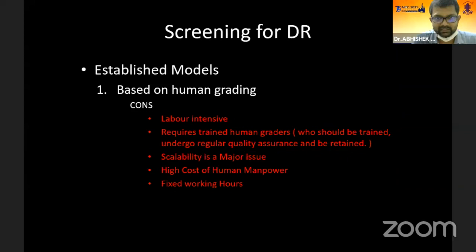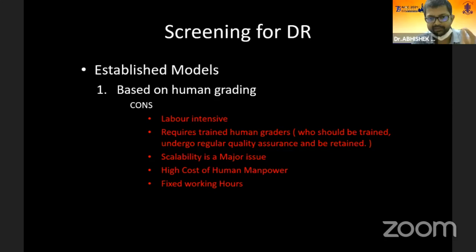Now the current models are based mainly on human grading as we have in India. What are the cons related? This is a labor intensive process. It requires trained human graders who should also undergo regular quality assurance and be retained. So retaining the staff is also a big challenge in India. And scalability is a major issue because of the human manpower. And there is a recurring high cost of human manpower. And obviously we have fixed working hours.